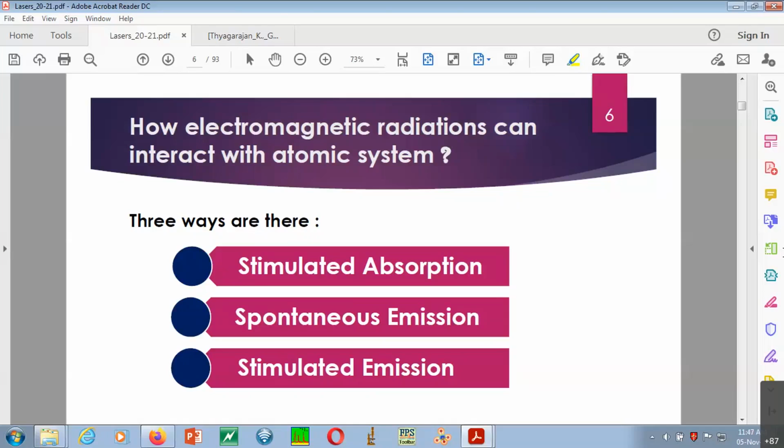So how your electromagnetic wave, be it visible light, microwave or infrared, is going to interact with the atoms in a system, in a material. There are 3 possible ways. The first is stimulated absorption, the second is spontaneous emission, and the third is stimulated emission. Now one can see a clear difference: there is only one process of absorbing light, but for emission there are 2 processes. One can argue that spontaneous absorption also has to be there, right?